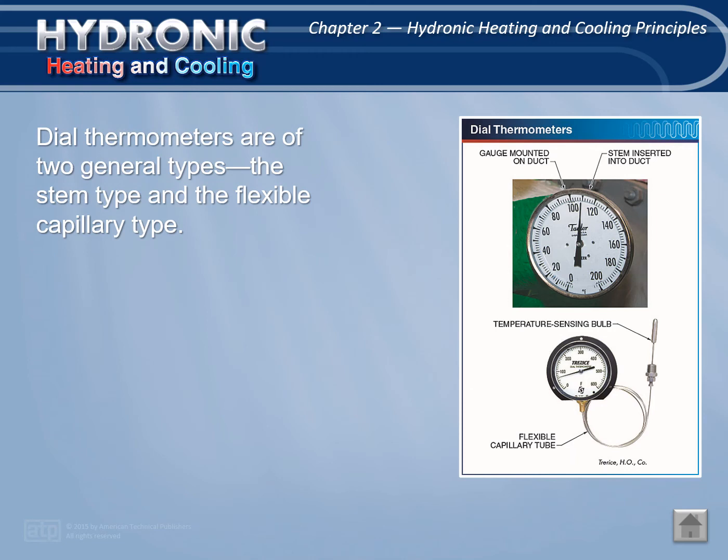A dial thermometer is an instrument designed to measure temperature using a circular scale and pointer. Dial thermometers are of two general types: a stem type and the flexible capillary type. Their advantages are that they are more rugged and more easily read than glass stem thermometers, and they are fairly inexpensive.